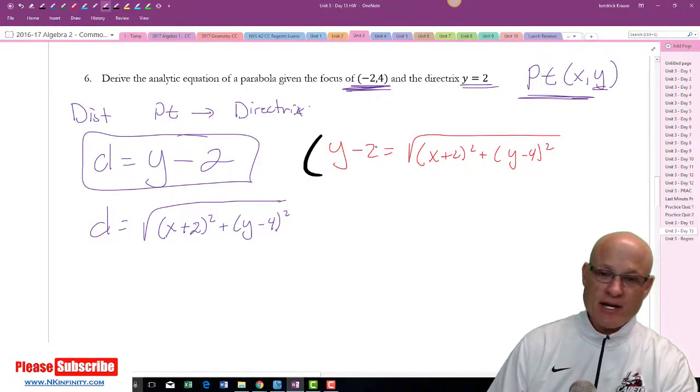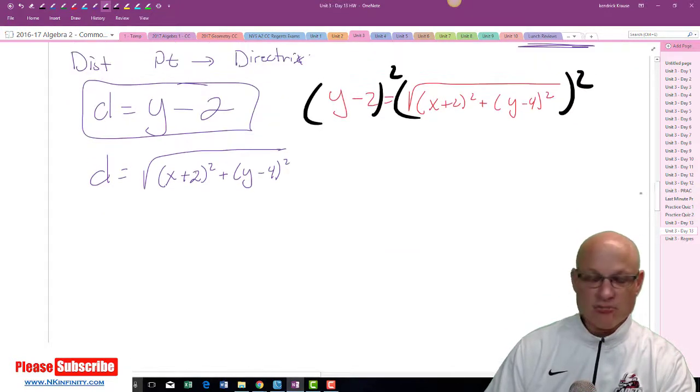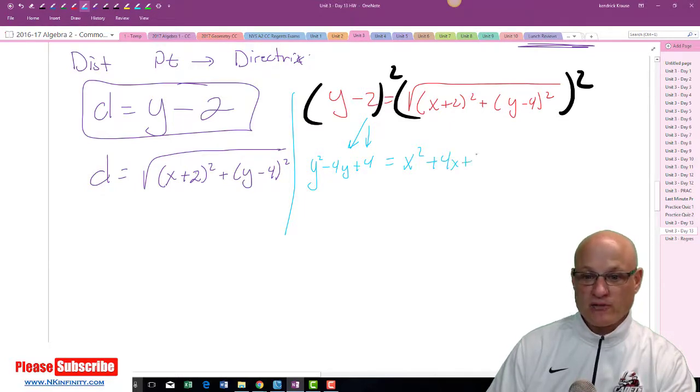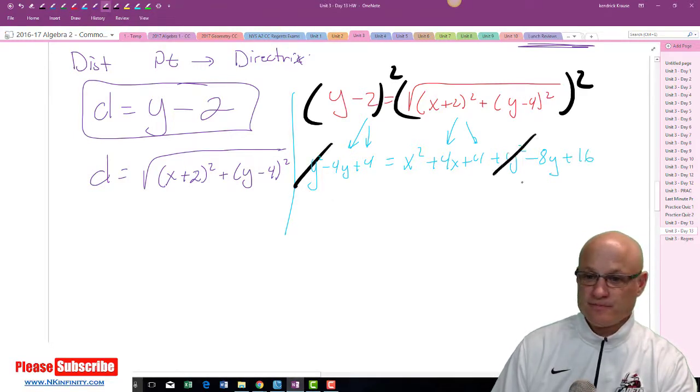Square both sides. I think I've lost my mind. All right, on this side it's kind of simple. It's just y squared minus 4y plus 4. Remember, double it, square it, is equal to x squared plus 4x plus 4, square it, double it, plus y squared minus 8y plus 16. Now, if you do things correctly, the y squareds cancel. I'm going to add this 8y over.